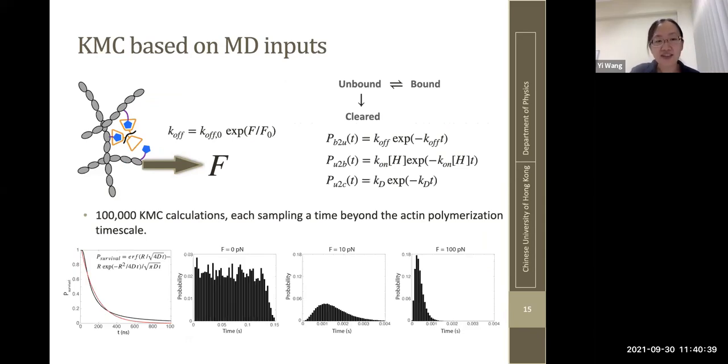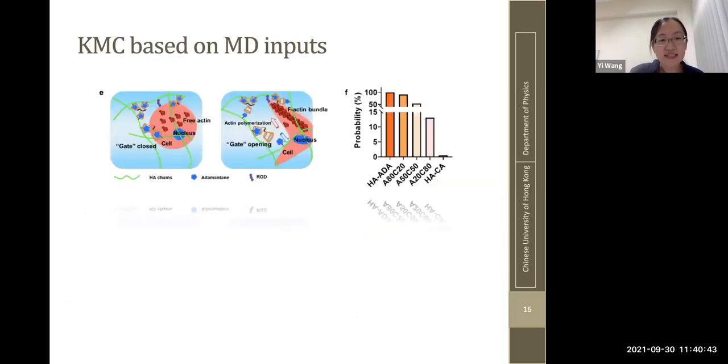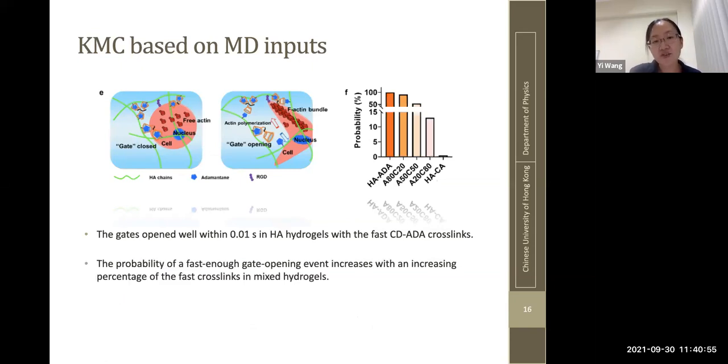in our hydrogel. As you may have guessed, our results show that indeed, on average, they open well within this actin polymerization time if you have pure CD-ADA. And if you have mixed hydrogels, then the probability of having a fast enough gate opening event, which is shown on the top right figure, grows as the proportion of the fast cross-links grows.